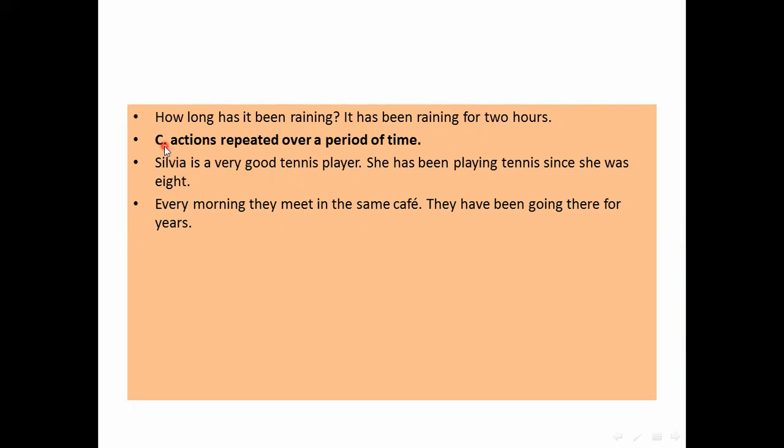Yes, in item C, this is the third use of the present perfect continuous. It can be used to express actions repeated over a period of time. Repeated over a period of time. For example, Sylvia is a very good tennis player. She has been playing tennis since she was 8.